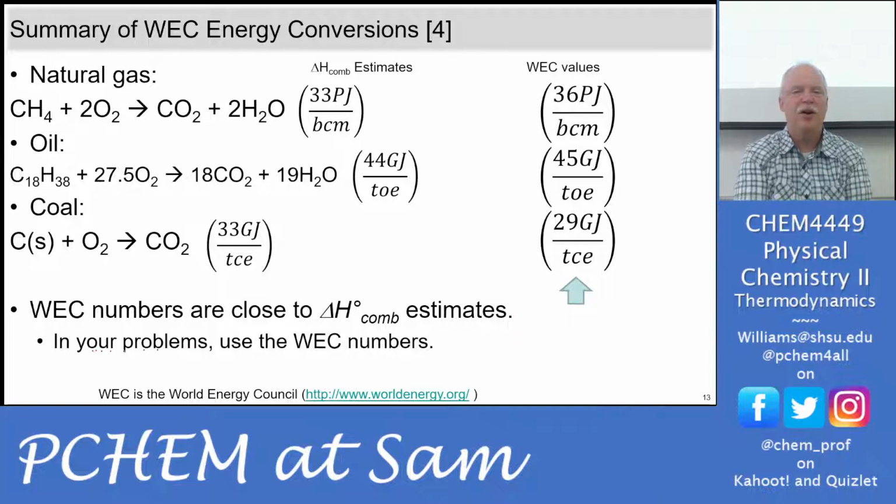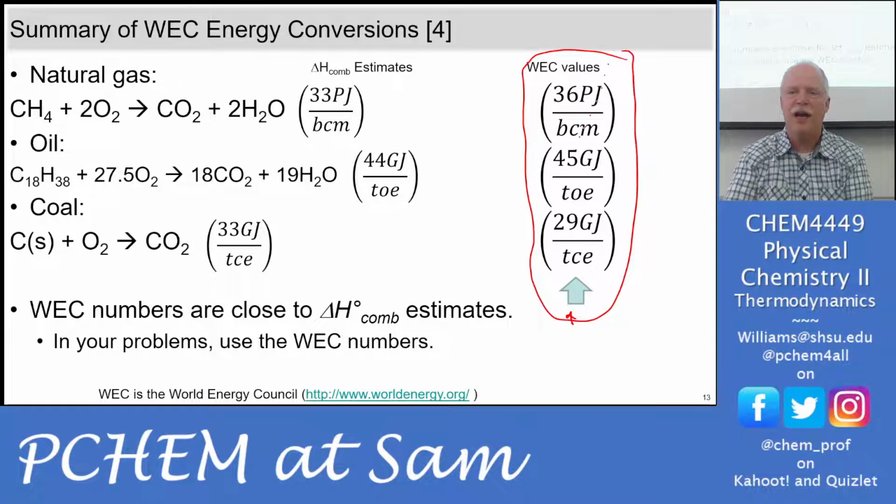So if you're going to do a homework problem and it's asking you to convert this amount of reserves into how many exajoules or gigajoules you have, use these numbers. That way you're using the same numbers I used to make the answers, right? And so these would be the energy conversions. If you have 1 billion cubic meters of natural gas, use 36 petajoules per billion cubic meters. If you have oil, use this one, 45 gigajoules per ton of oil, or this one is per ton of coal.